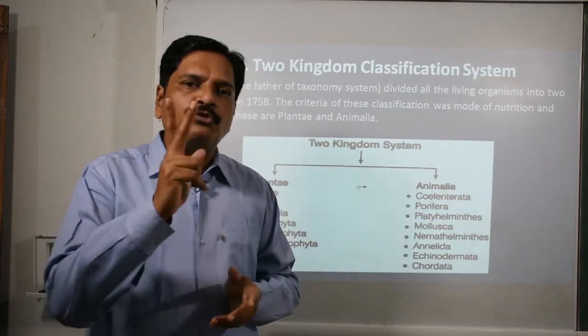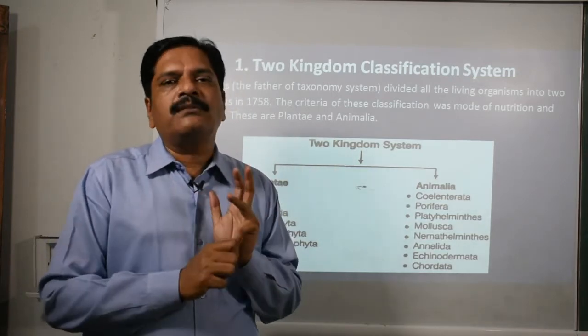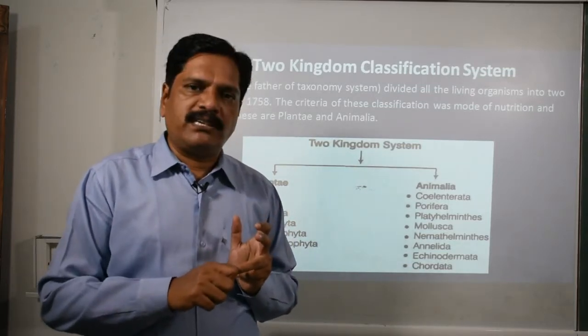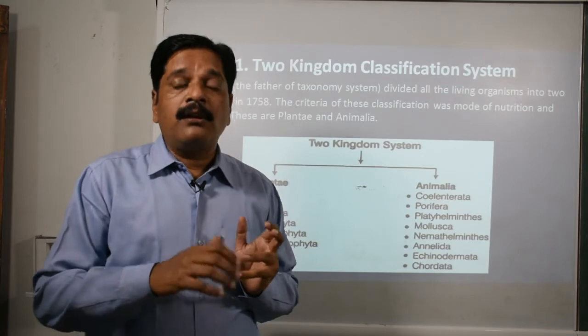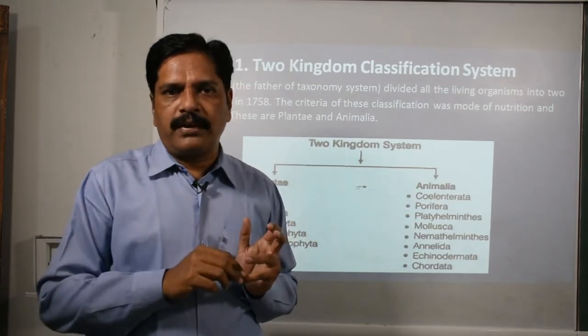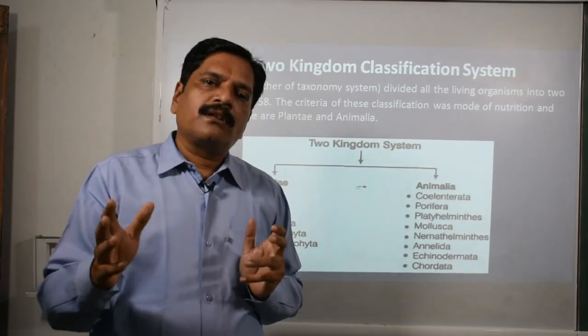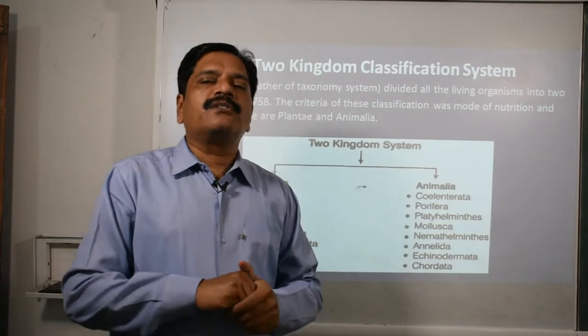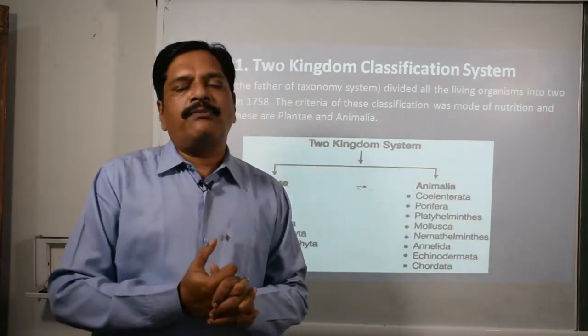He adopted two basic features. One is the mode of nutrition, and second is mobility. What is the mode of nutrition? Whether they are autotrophs or heterotrophs. Clear? And whether they are motile or non-motile in nature. So this way these two criteria were fixed.